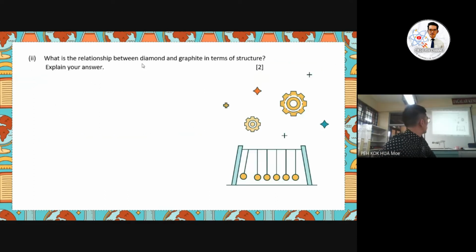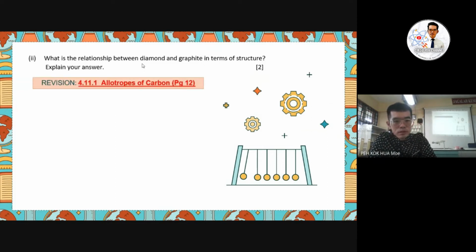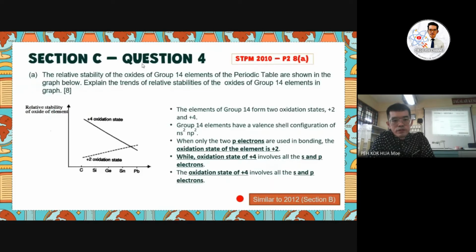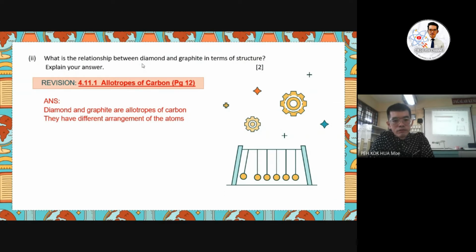Okay, so what is the relationship between diamond and graphite in terms of structure? If we're referring to our Sem 2 notes, we don't have so much information, but here it can be applied. So diamond and graphite are allotropes of carbon. They have a different arrangement of atoms.